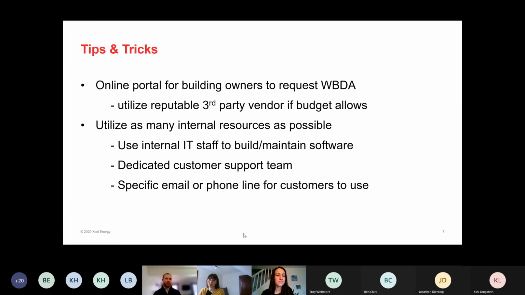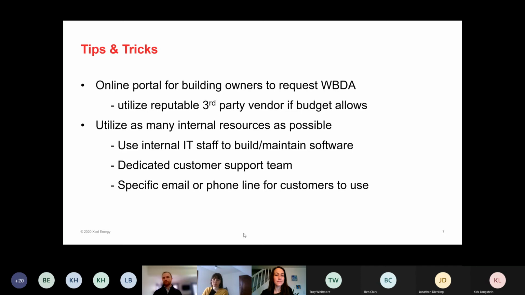And off of that, I would definitely recommend utilizing as many internal resources as possible. If you do have an internal IT staff that you already use to build and maintain a My Account platform, I would highly recommend trying to utilize them and see if they have the capability and capacity to build out a benchmarking portal, whether it be off of your My Account or just on a separate landing page.